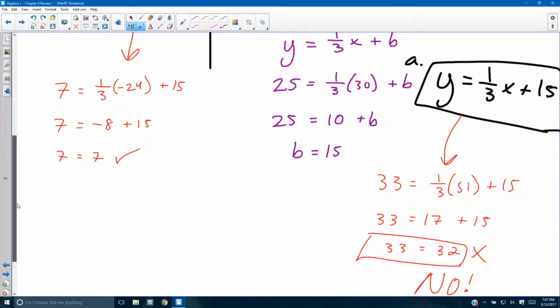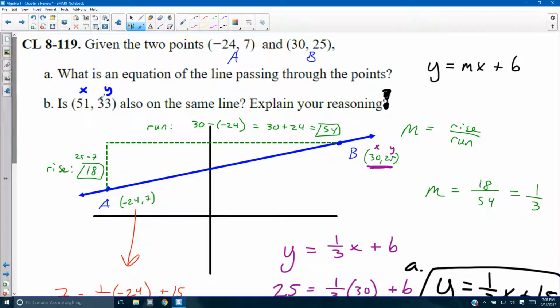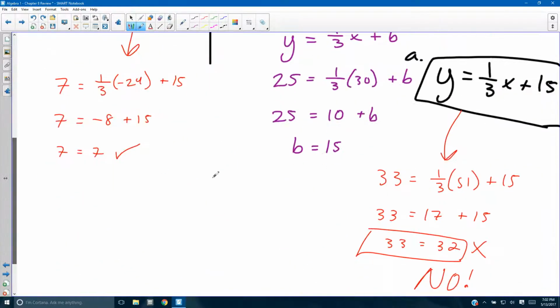Is the point 51, 32 on the same line? Yes, it is. That's not what they asked us. So explain your reasoning. The math is a clear explanation of it, at least to me. And even showing another set was good as well.